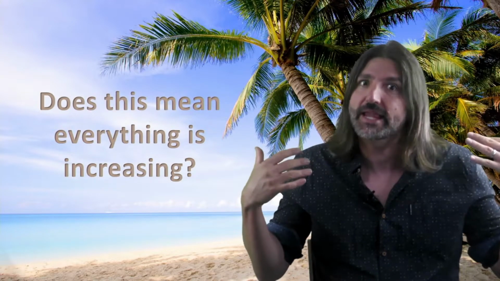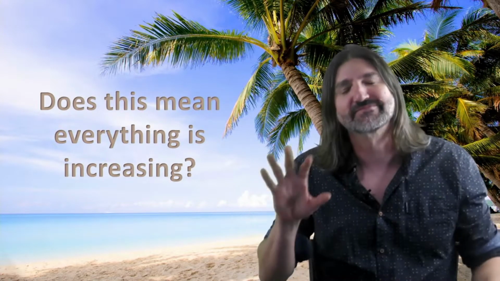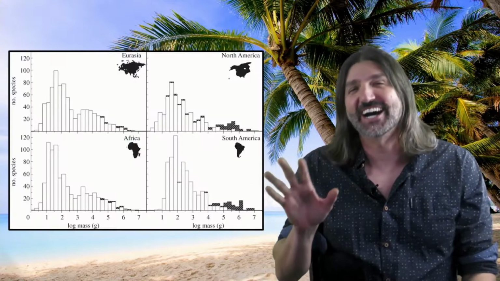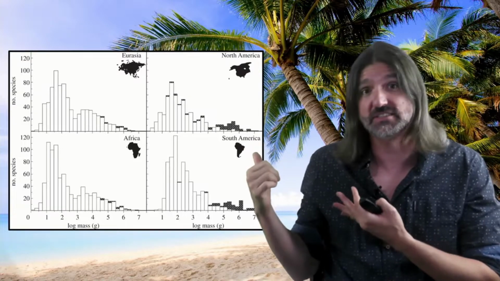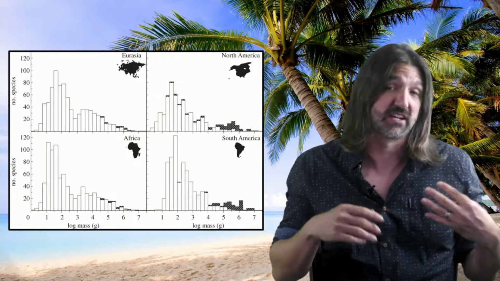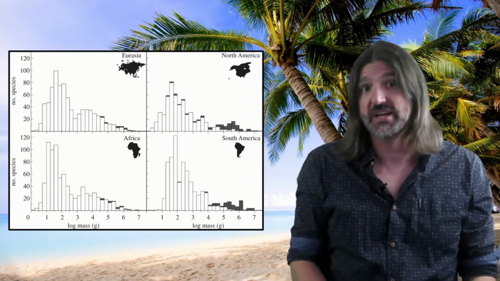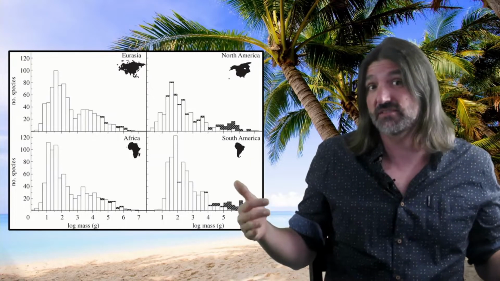Whoa, does that mean that everything is increasing in size and soon will be overrun by giant animals? Relax. Not really, because if we look at the general distribution of animals that live in these different continents, most of them are still very small. And the minimum size of animals hasn't changed over evolutionary time, it's just that the maximum size has, and things get larger as they evolve.